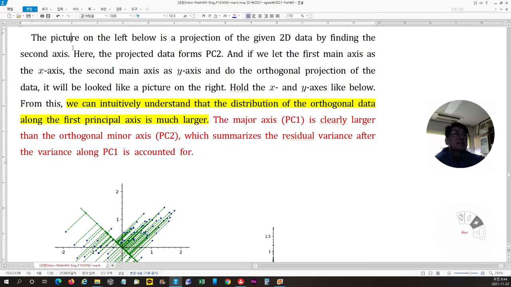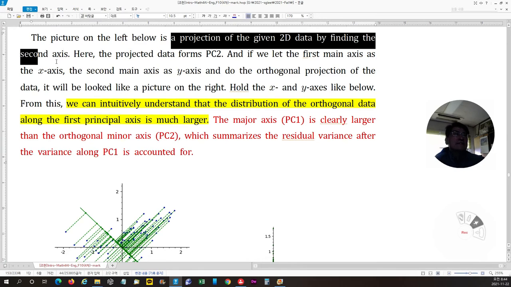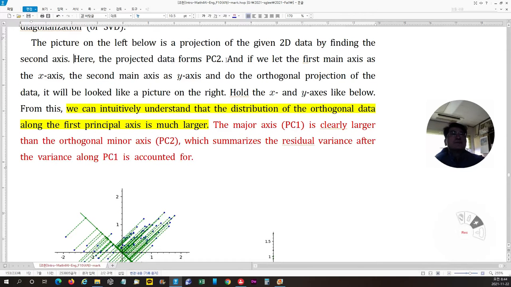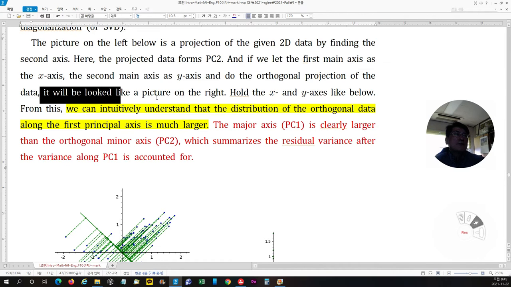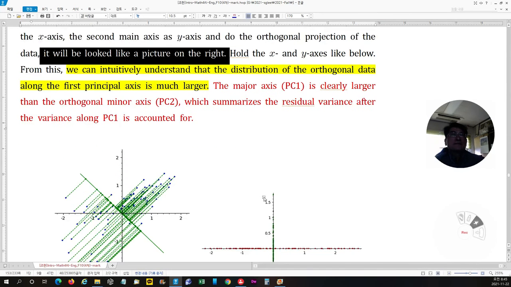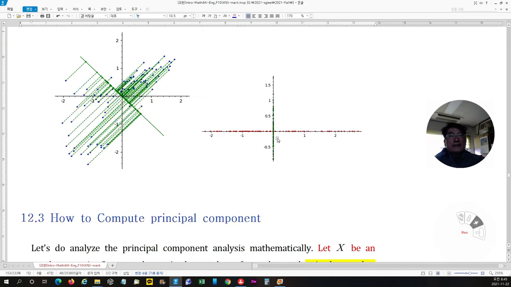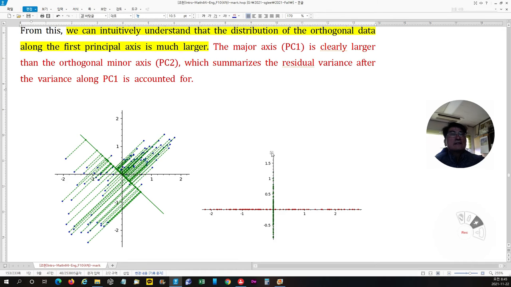The picture on the left below is a projection of the given data by finding the second axis, the green one. Here, the projected data forms PC2. And if we let the first main axis be the x-axis and the second main axis be the y-axis, and do the orthogonal projection of the data, it will look like the picture on the right. PC1 is represented in red, and the PC2 axis is shown in the red and green colors here.